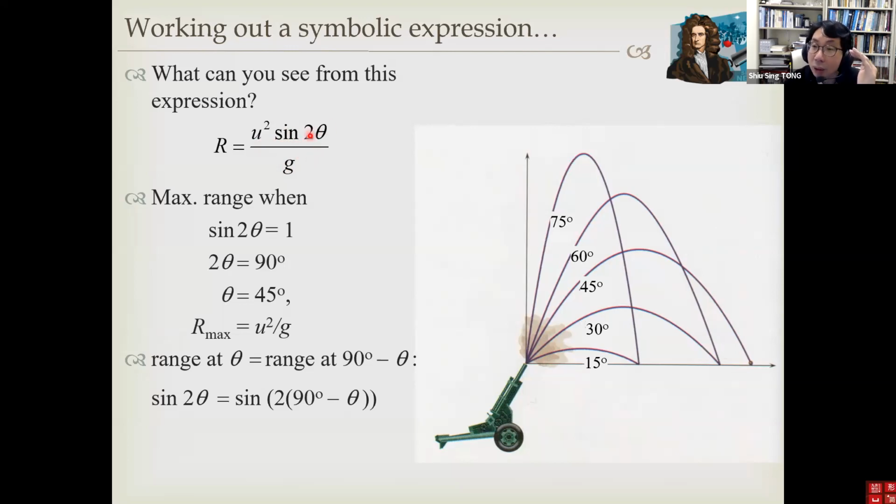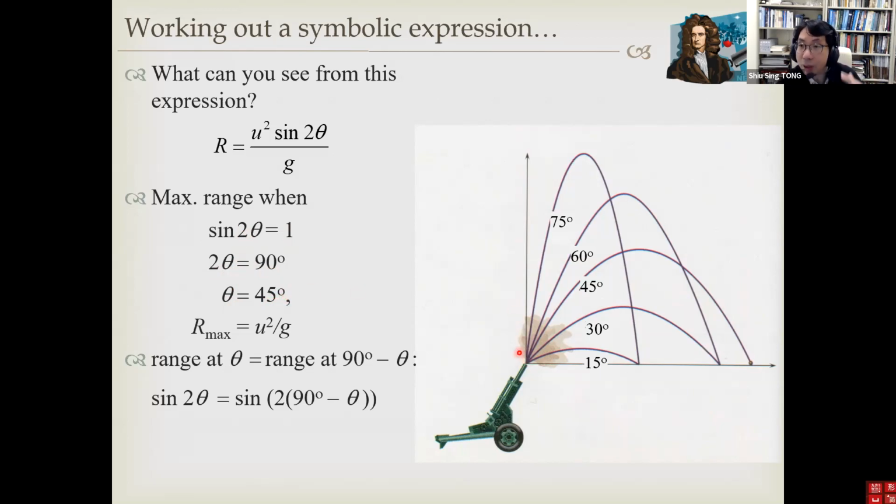Then I can easily draw the conclusion, because I know that sine of an angle is at most equal to 1. That is the maximum value of the sine function. The sine function cannot have a value larger than 1. So that happens when sine 2 theta is equal to 1, corresponding to the angle 2 theta being equal to 90 degrees, because sine 90 degrees is 1, right? And that gives you theta equal to 45 degrees. So that is the direction for you to have the maximum range.